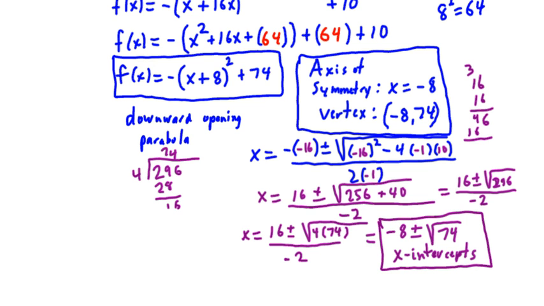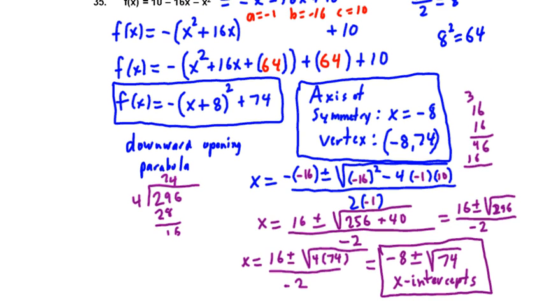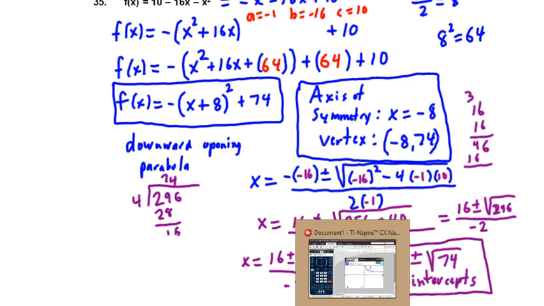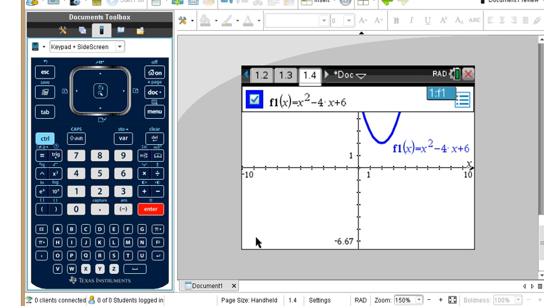So that's a little tedious. Next, we're just going to graph this and see what it looks like. Go to our calculator, Control I.